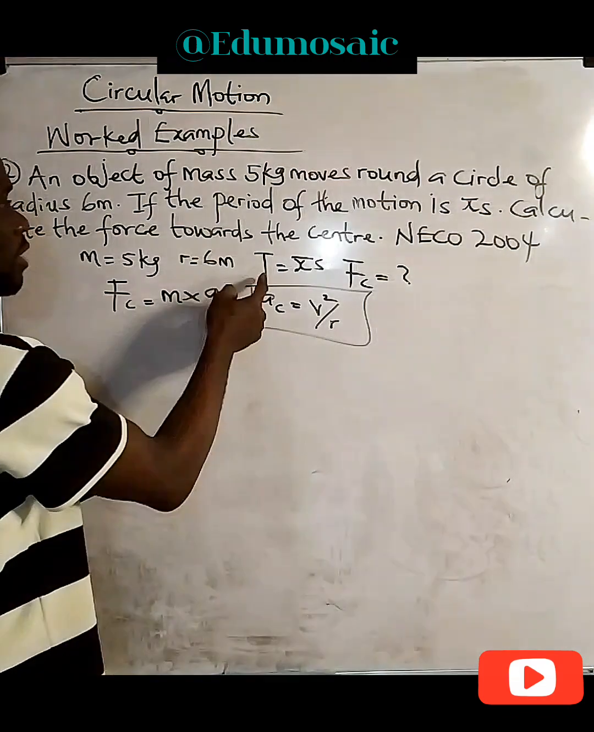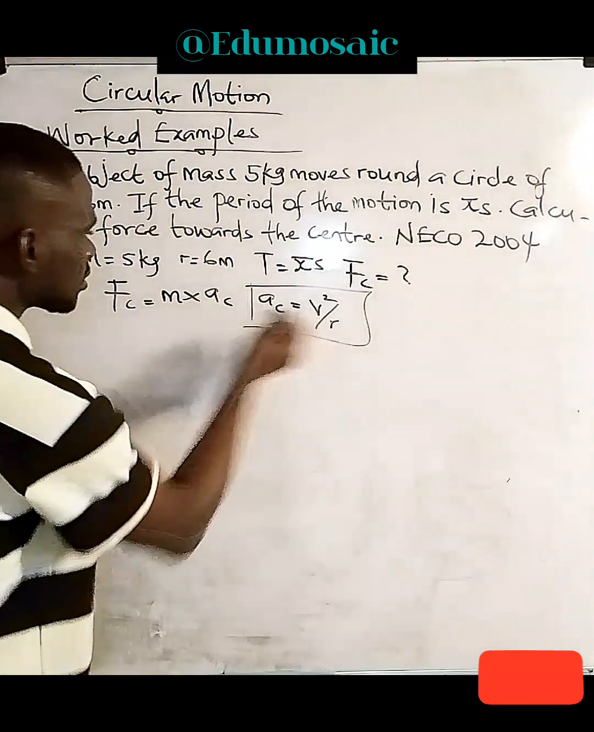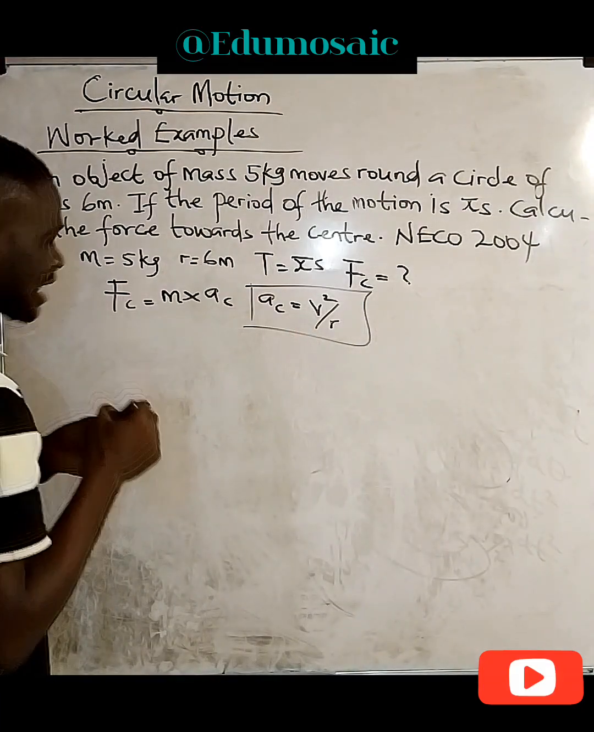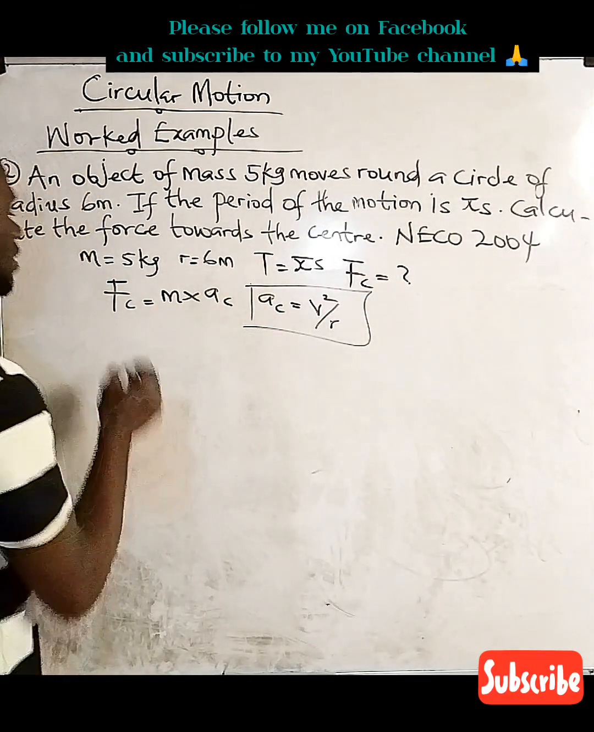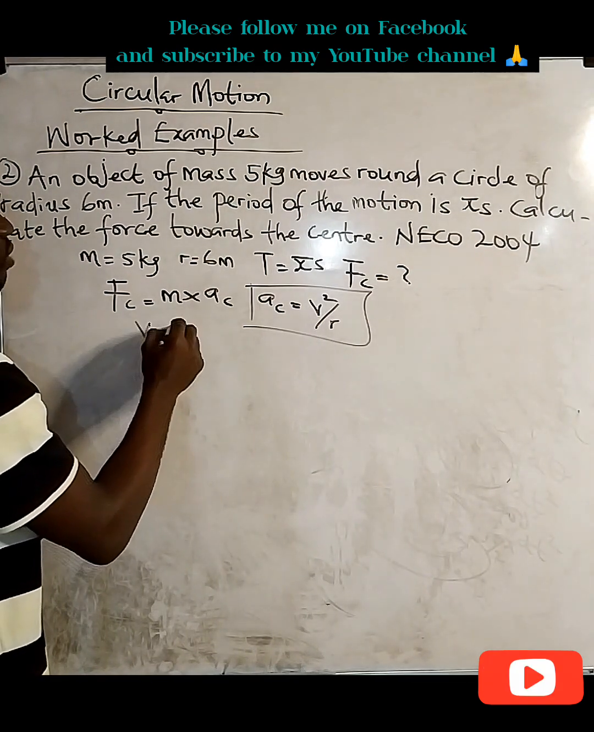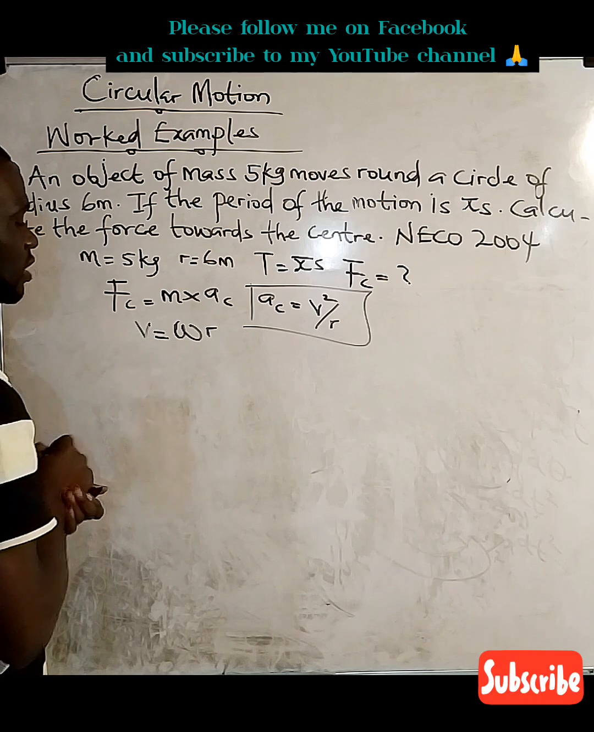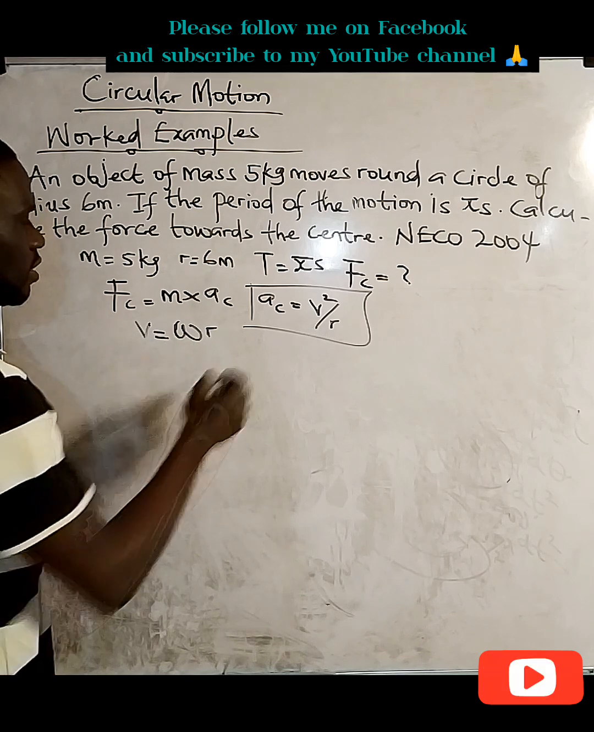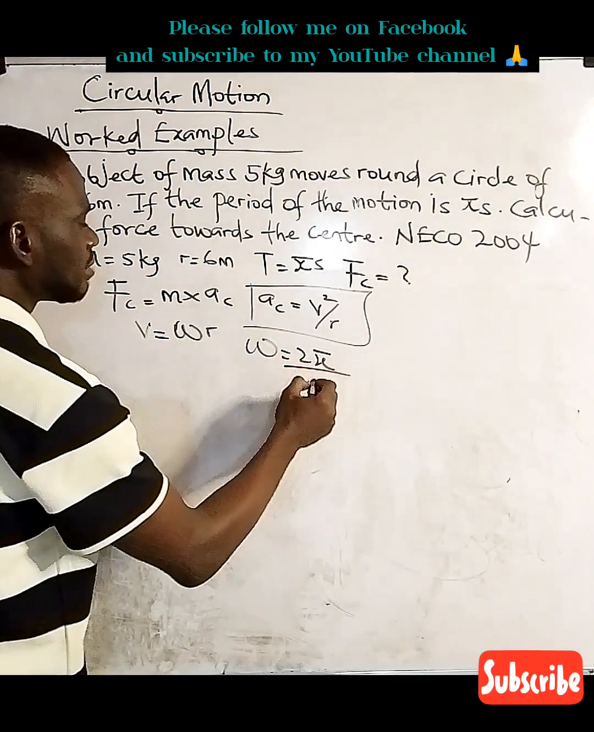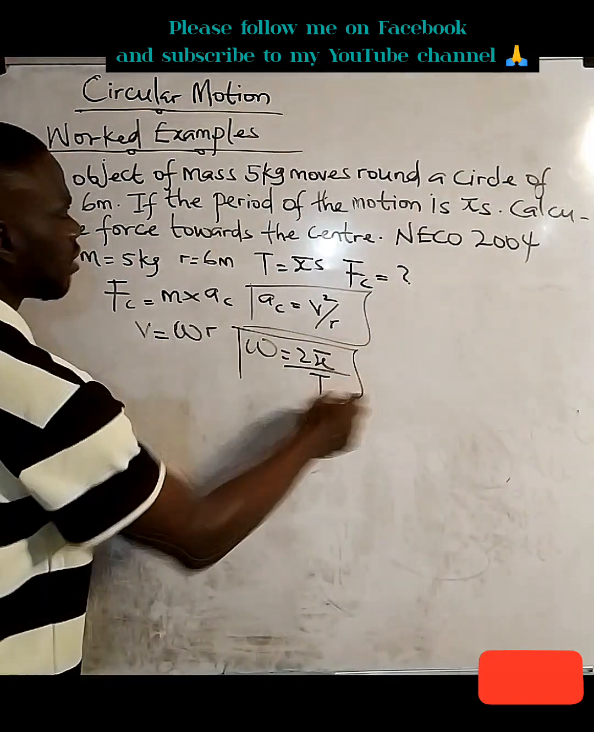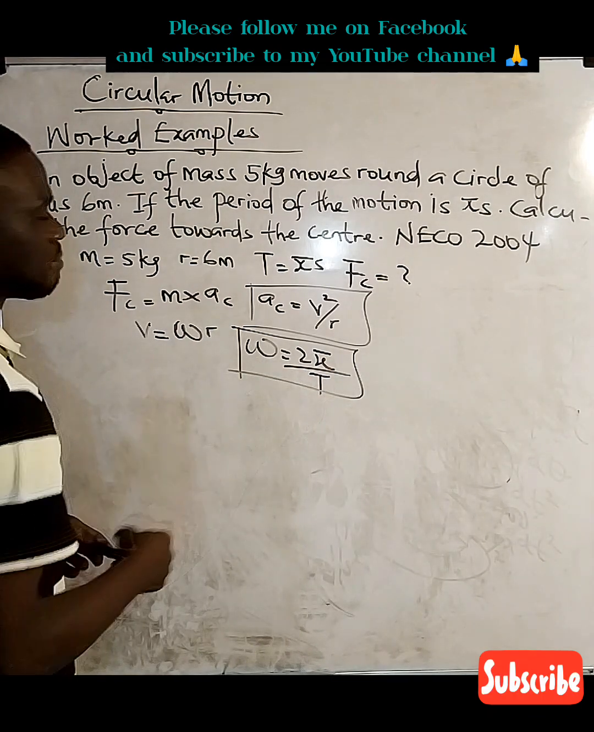So how do we get the velocity when we have the period? Don't forget the formula. Is this a linear velocity or tangential velocity? So how do we bridge this linear velocity with period? Don't forget the linear velocity is equal to angular velocity times radius. So what is angular velocity? Angular velocity is 2 times pi divided by period. Don't forget this formula was also derived in our previous lesson.